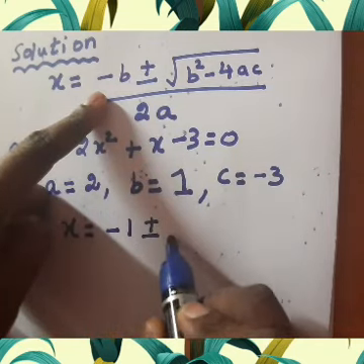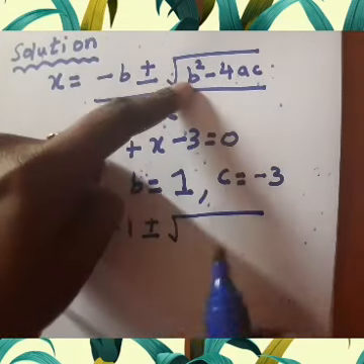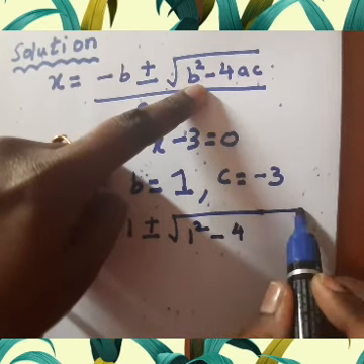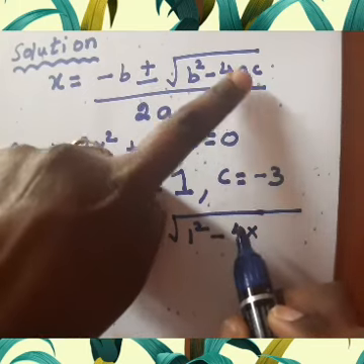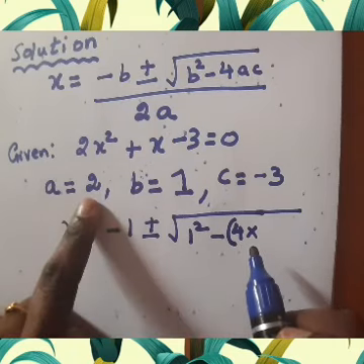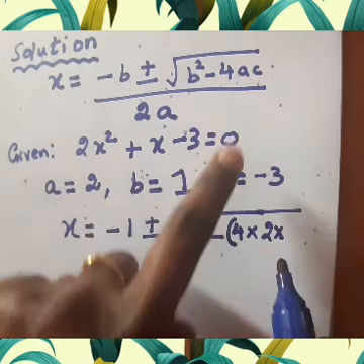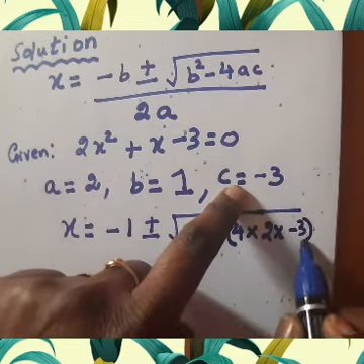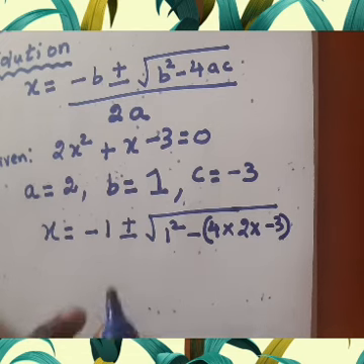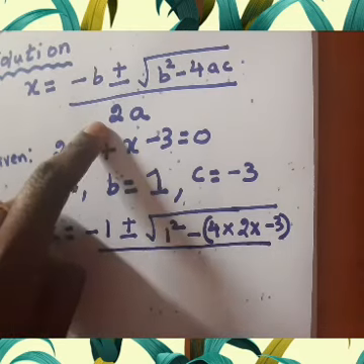Then plus or minus square root of b square. What is b actually? 1. So b square is 1 square, minus 4 times a. So you can put it in a bracket, 4 times a. What is a actually? 2, times c. I'm just substituting in the formula. What is c actually? Negative 3. So don't make any silly mistakes, because even if you make a small mistake, the entire answer will be wrong. So the whole term divided by 2a.